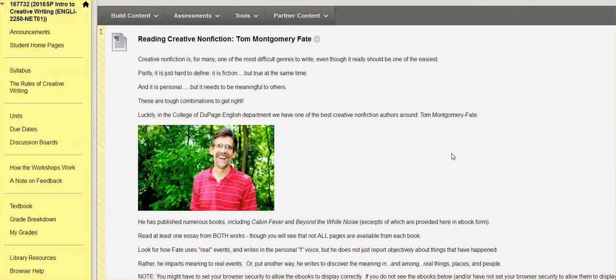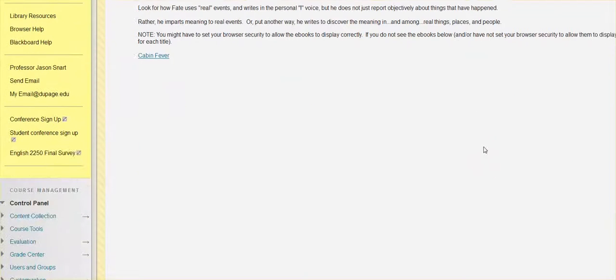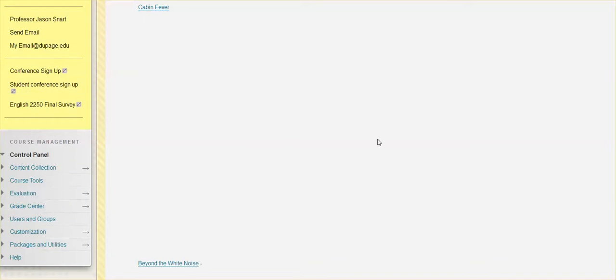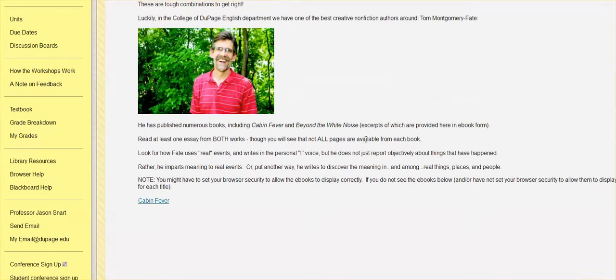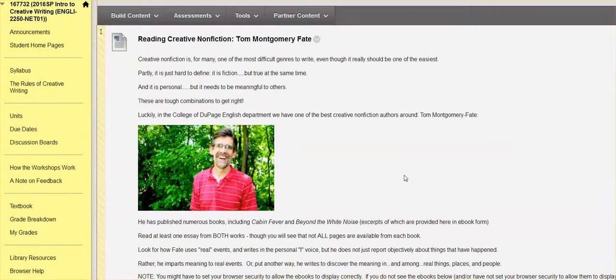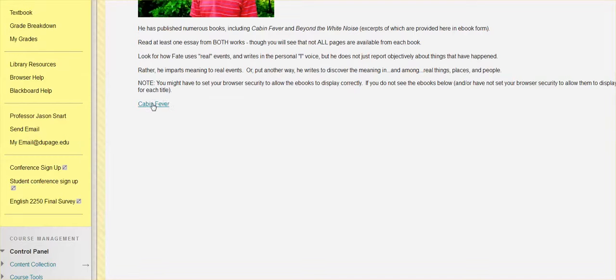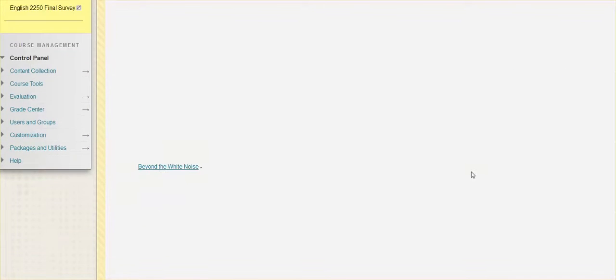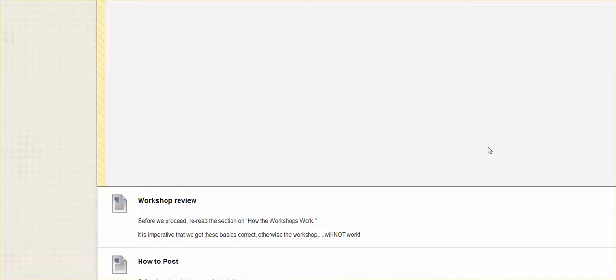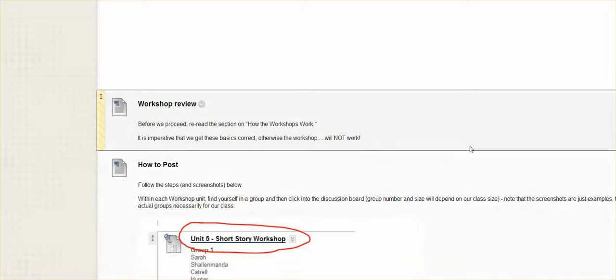there are a couple of ebooks that I've got embedded here. And you'll notice that, like some content throughout our course, it doesn't show correctly unless you manipulate the browser security settings, but there's links to those ebooks. And so even if you wanted to jump ahead to just the reading part, there's some really good examples. You can pick anything from either of these ebooks and read some really good examples of creative nonfiction. And then, of course, there's our usual workshop stuff.